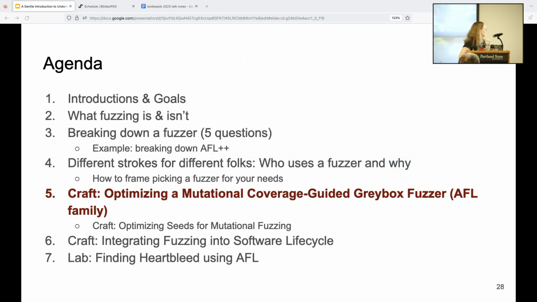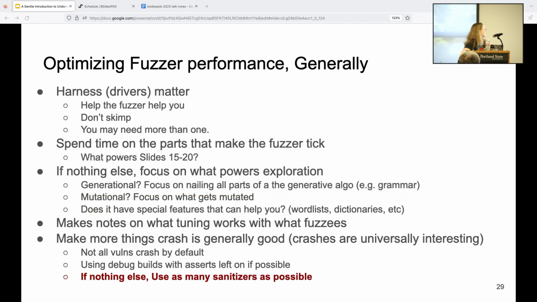All right, so let's talk about the craft side. Okay, I didn't fix that slide. Great. Generally, here's a large wall of advice about general behavior. Your driver matters. Again, if you knock on one door and there are 100, you're not going to find the bugs behind the other 99. You might need more than one, depending on the configuration.